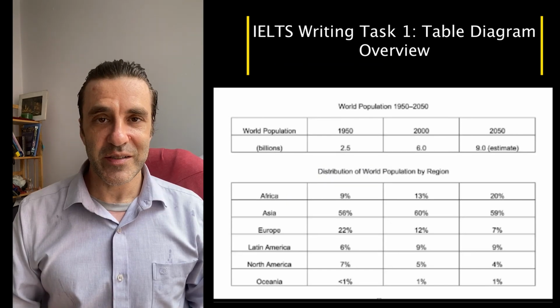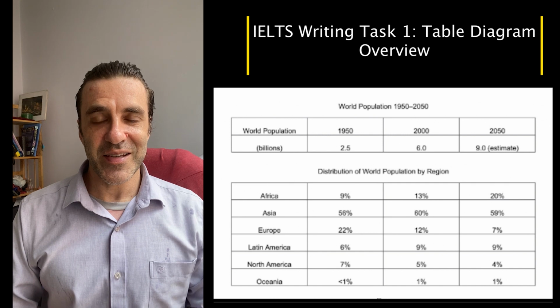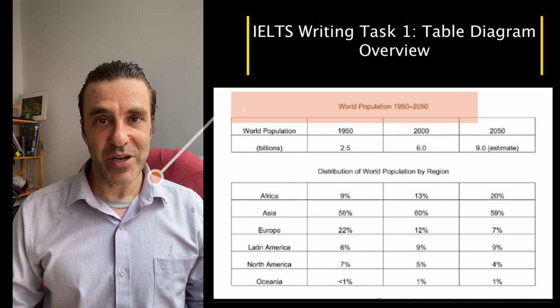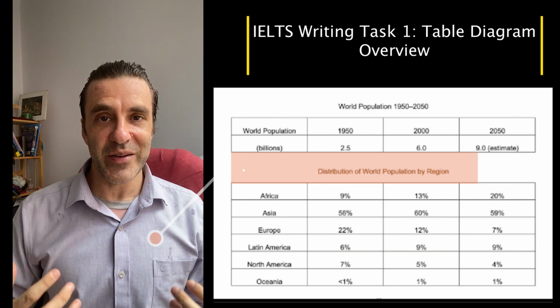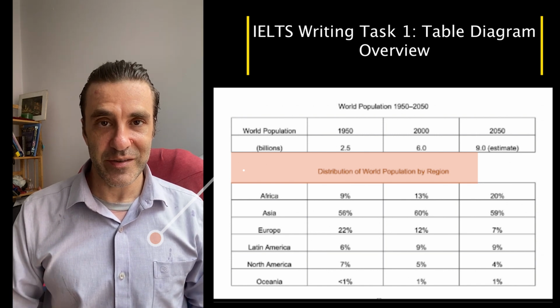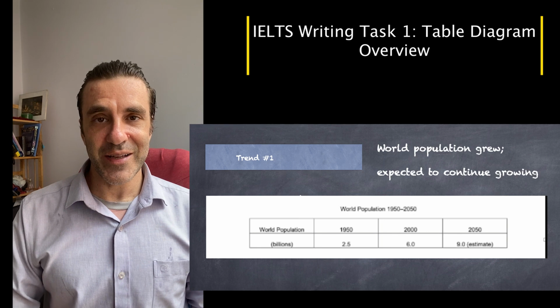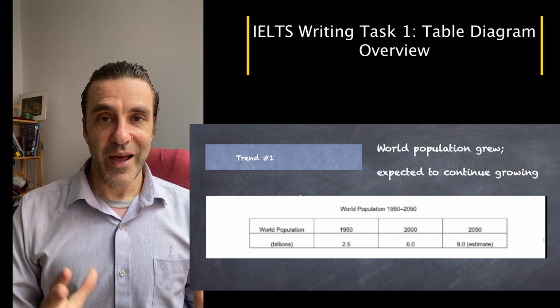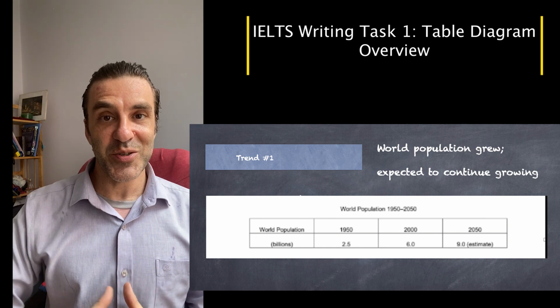And so when I look at this diagram, I can see that the table has 2 parts. One about the world population in general, and the other about the population in different regions. So when I look at the first section, I can see that the population grew, and the population is expected to continue growing. And that's it.